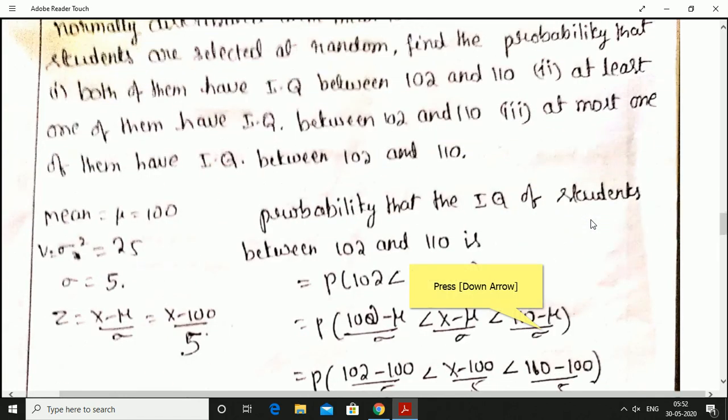Mean is equal to 100. Variance is 25. So the standard deviation is equal to square root of variance, nothing but 5. Z is equal to x minus mu by sigma. X minus 100 divided by sigma 5 is a standard normal variate. Probability that the IQ of students is between 102 and 110 is P of 102 less than x less than 110. Probability of 102 minus mu by sigma less than x minus mu by sigma less than 110 minus mu by sigma.